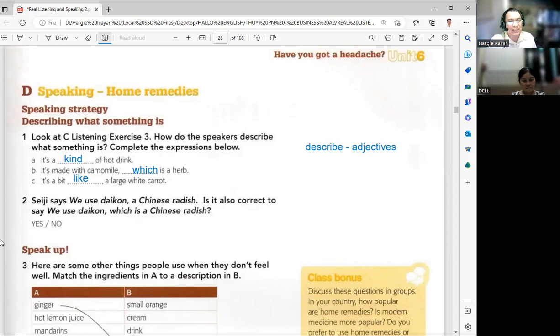Okay, now number 2, Seiji says we use daikon, which is a Chinese radish. It is also correct to say we use daikon, which is a Chinese radish. What do you think? Is this also correct? Yes. So why is it correct? Because "which" is a description of Chinese radish, right? So we use daikon, which is a Chinese radish. The word "which" also describes this particular daikon. So that would be correct.